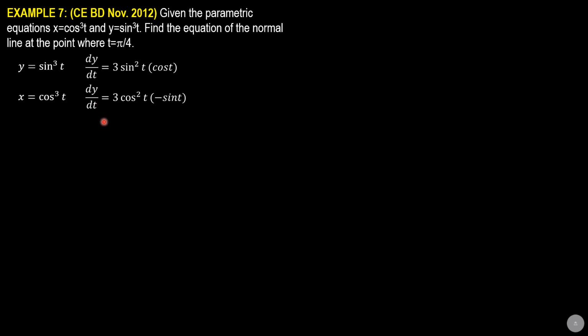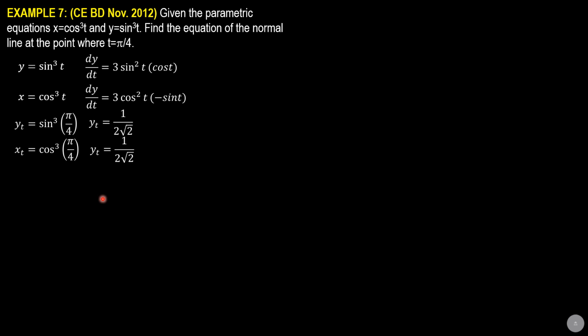And the point of tangency, we simply substitute the value of t here, which is pi over 4. So y equals sine cubed of pi over 4. Sine of pi over 4 is like sine of 45. And remember, sine of 45 degrees and cosine of 45 degrees are equal. So specifically, y sub t is equal to 1 over square root of 2, quantity cubed. So that would be 1 over 2 square root of 2. Likewise, x sub t is cosine cubed of pi over 4. Since they are equal, it's also 1 over 2 square root of 2.